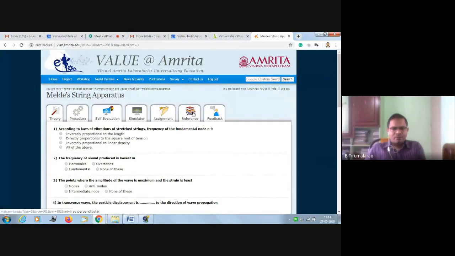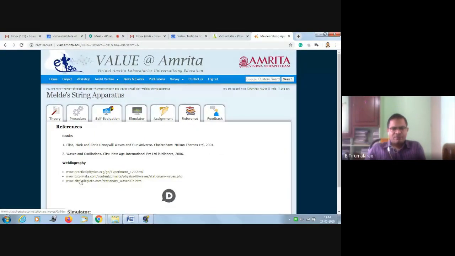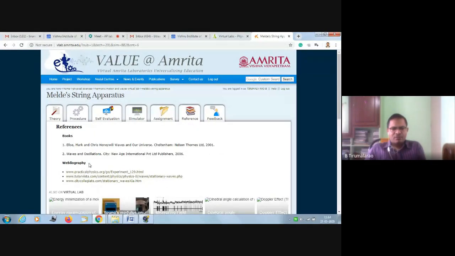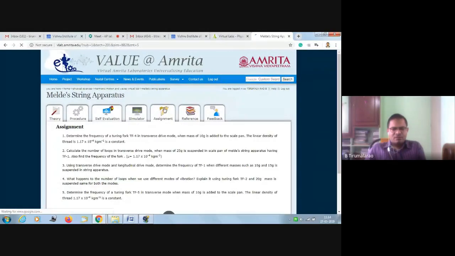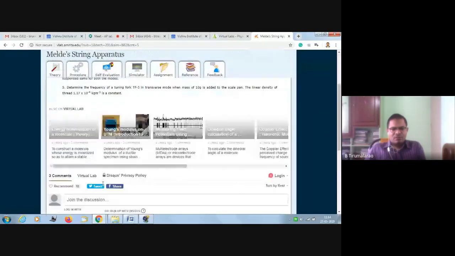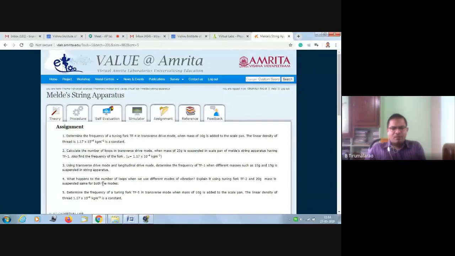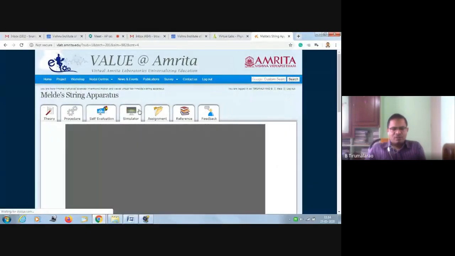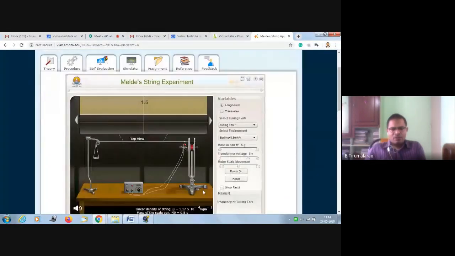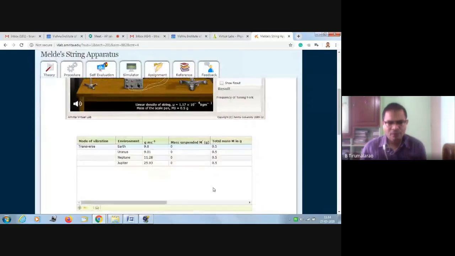Then the references: different textbooks and websites where this material or apparatus we can find. Then assignments. Depending upon this Melde's apparatus, different problems and questions are asked for viva voce purposes, so it is useful. Next, go directly to the simulator. It is very easy. See here.